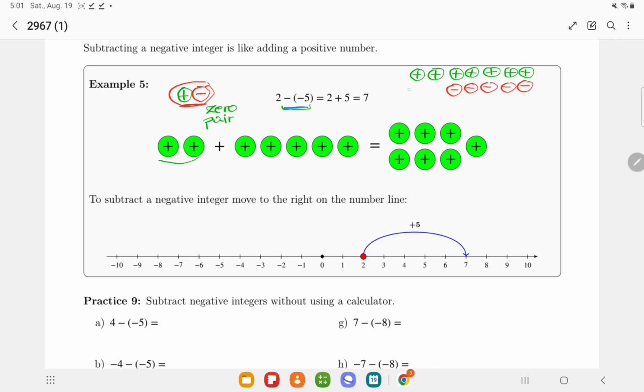I hope you can see that this still represents only 2, because that's 2 positives and everything else is just zeros. But now we have 5 minuses, the red ones, that we can subtract. So minus -1, minus -1, and so on. And we end up with 7 positives.